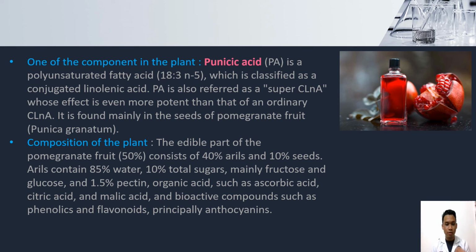So what is the composition of the plant? The edible part of the pomegranate fruit, 15%, consists of 40% arils and 10% seeds. Arils contain 85% water, 10% sugars, mainly fructose and glucose, and 1.5% pectins, organic acids such as ascorbic acid, citric acid, and malic acid, and bioactive compounds such as phenolics and flavonoids, principally anthocyanins.